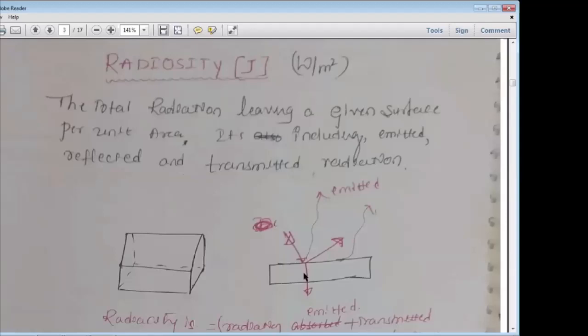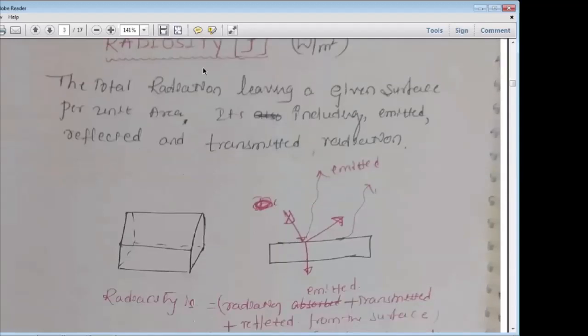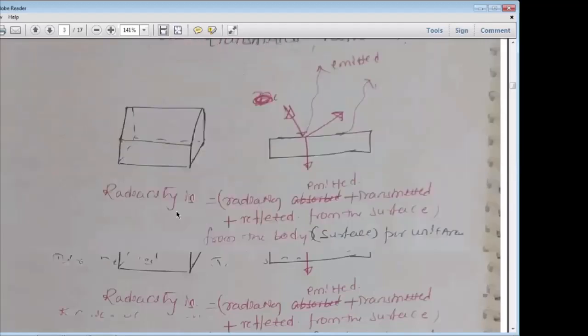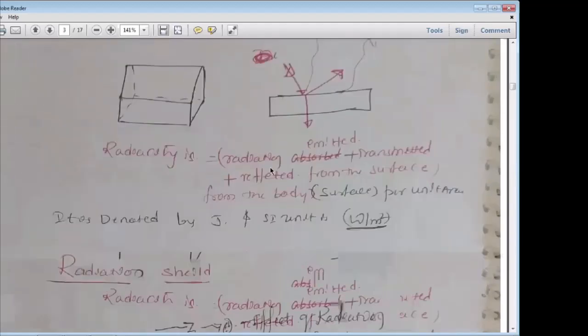What is absorbed here? That which is absorbed by the body. So this is called radiosity. It is denoted by J, in watt per meter square. Hence, radiosity is the radiation emitted, transmitted, and reflected from the body or surface per unit area. It is denoted by J and the SI unit is watt per meter square.